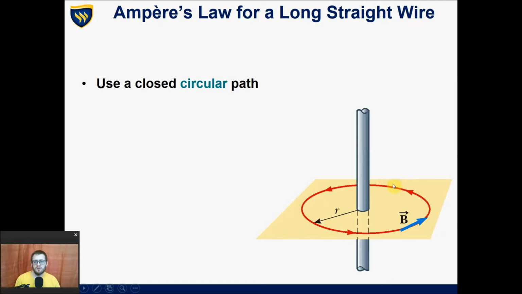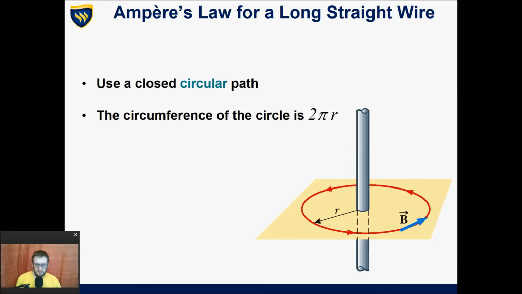So we're going to choose a path. I guess you could say an Amperian loop is how we often refer to it. We choose an Amperian loop that matches the symmetry of the magnetic field. So it's going to be circular. The circumference of that circle is 2 pi r. Hope you all remember that.